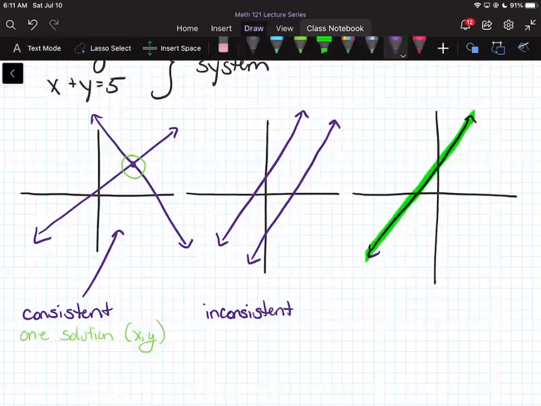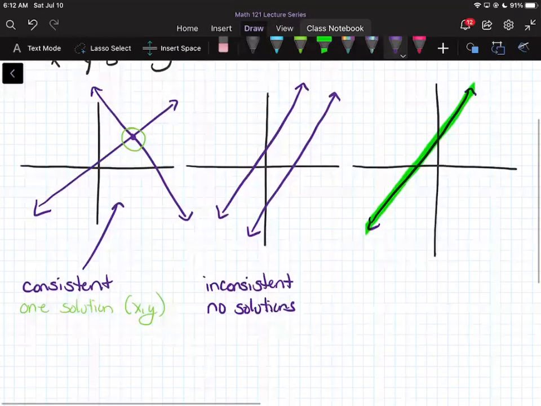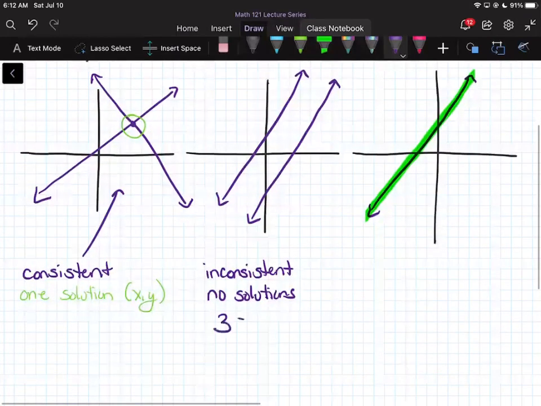The second type of system you see is what's called an inconsistent system. And notice here the lines are parallel and never cross. In this case, there are no solutions. And if you were solving this algebraically, you might end up with something like 3 equals -2. We know this is never true, so there are no solutions.